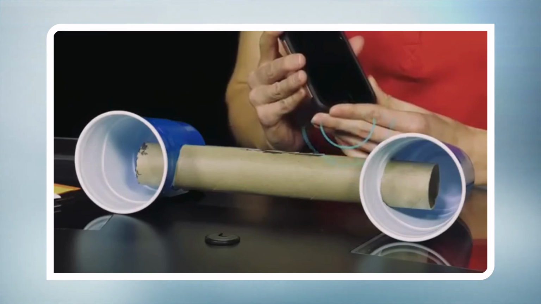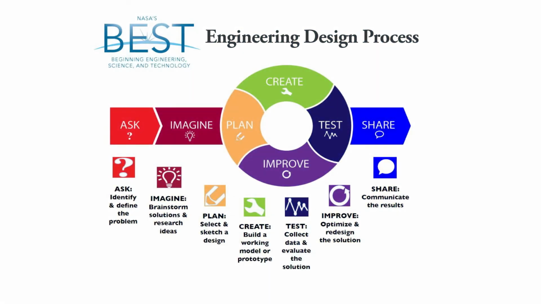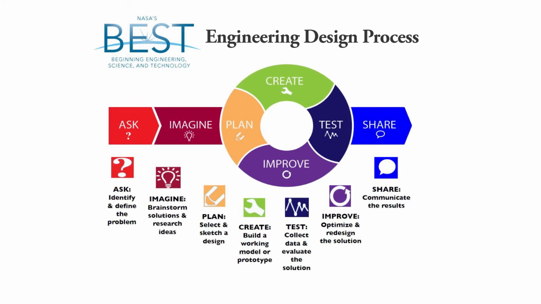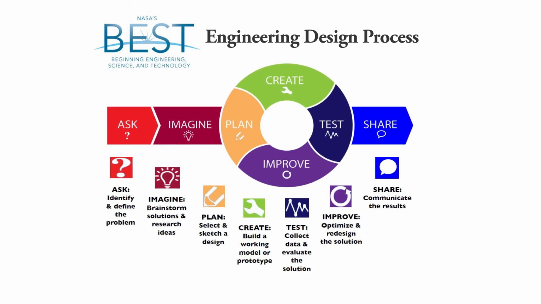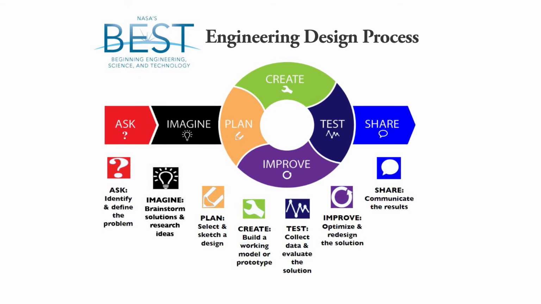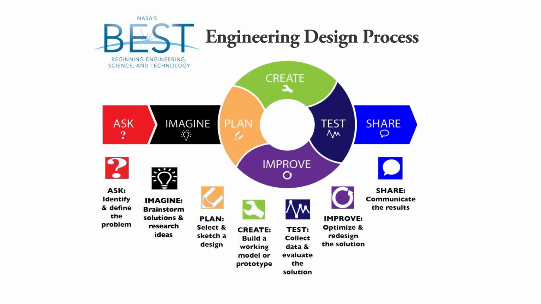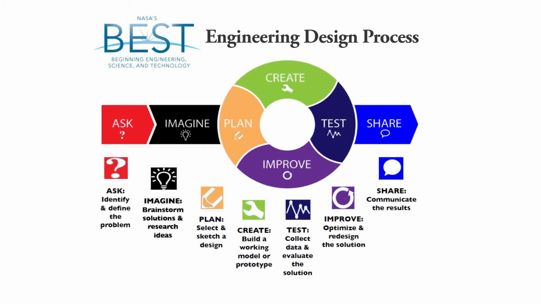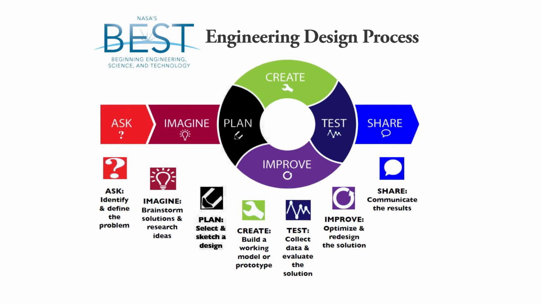And so one of the things that we'll talk about is using the engineering design process as a means for doing your activity. Here's an example of what one might look like. There's several different versions out there, but this is from NASA's Best Activity Guide. And what they do is they have it broken down into several different steps. Ask, which is to identify and define the problem. Second thing is to imagine, brainstorm solutions and research ideas. I've already mentioned that where you place the paper towel tube into the cup could make a difference. Plan, select and sketch a design.